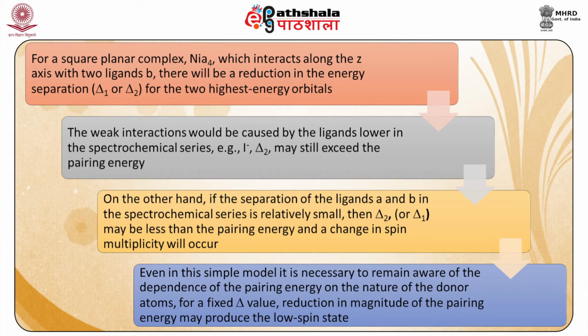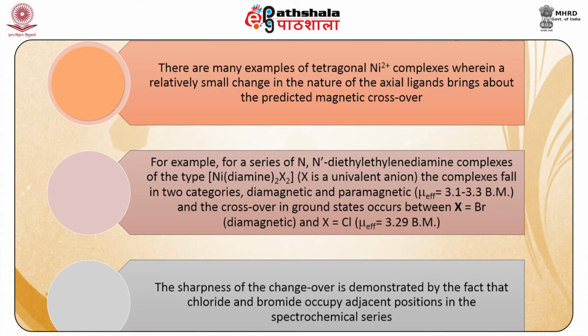Even in this simple model, it is necessary to remain aware of the dependence of the pairing energy on the nature of the donor atoms. For a fixed value of delta, reduction in magnitude of the pairing energy may produce the low spin state. There are many examples of series of tetragonal nickel(II) complexes wherein a relatively small change in the nature of the axial ligand brings about the predicted magnetic crossover.